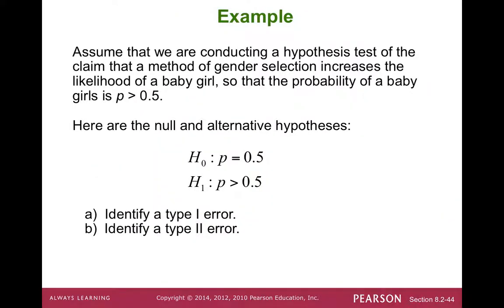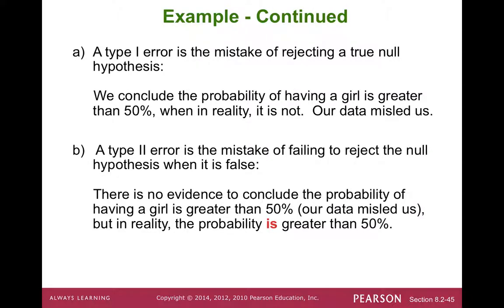Going back to our XSORT example, we have our null and we have our alternative. Our null was that our proportion was 0.5, and our alternative was that our proportion was greater than 0.5. So we're going to identify a type 1 error and a type 2 error. A type 1 error is made where you reject a true null hypothesis. For example, we would conclude the probability of having a girl is greater than 50%, when in reality it's not. Our data misled us.